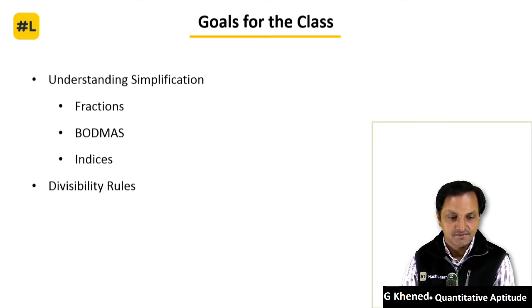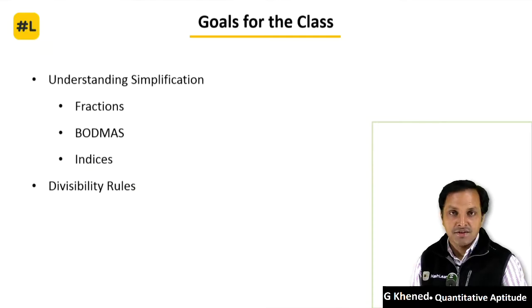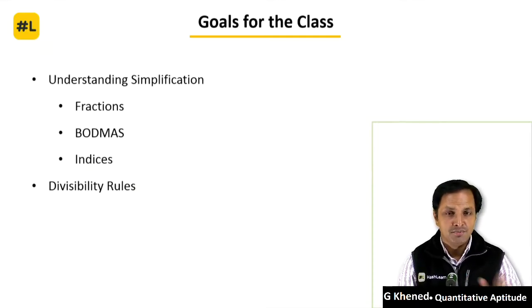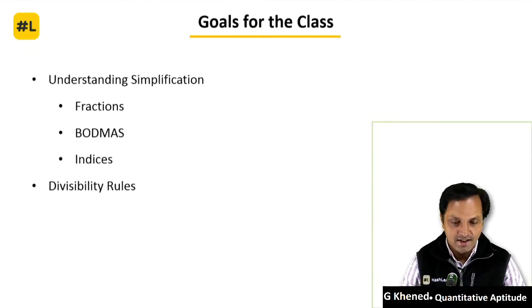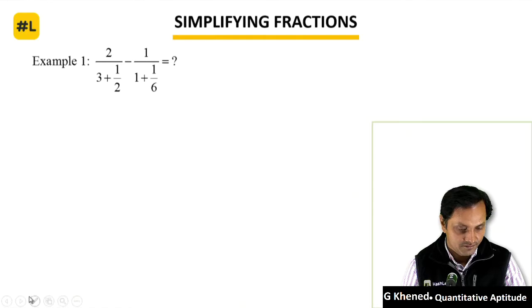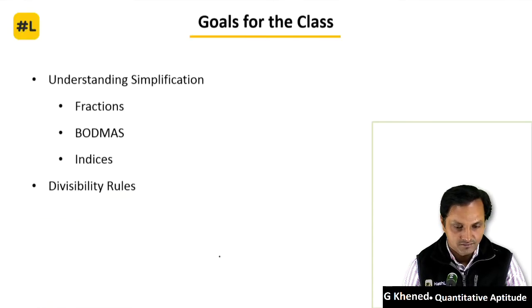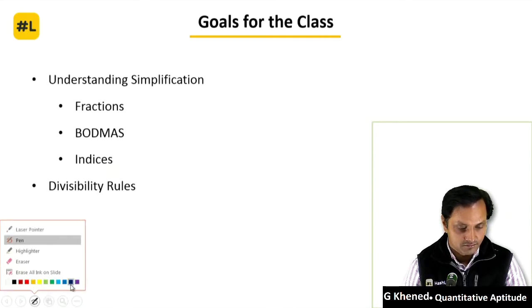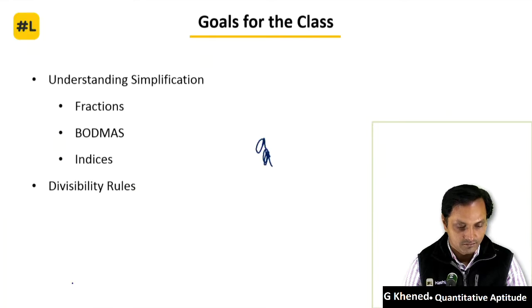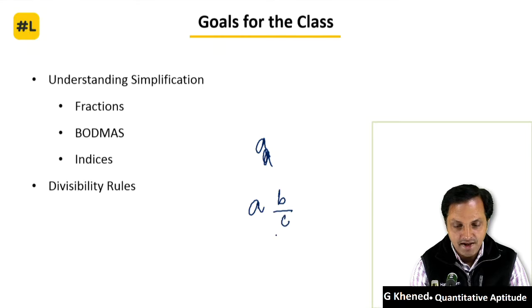So fractions. You know, the fractions are of three types: proper, improper, and mixed fractions. If the numerator is bigger than the denominator, then it is proper. If the denominator is bigger than the numerator, then it is improper. And mixed is something like A B by C. This is your mixed.